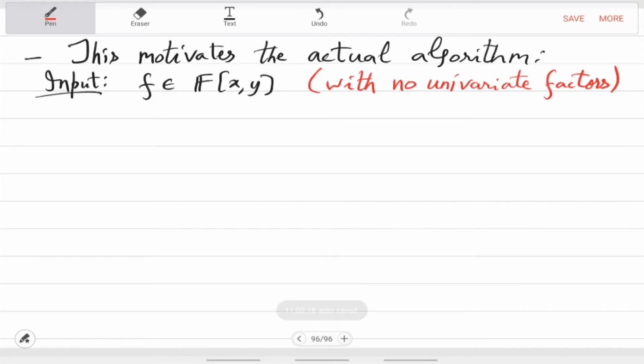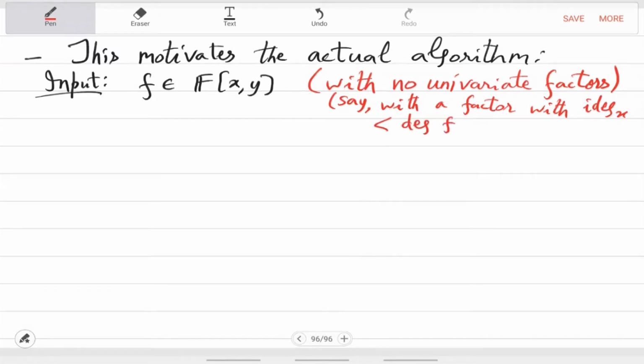So, the bivariate factors have both x and y. In terms of one variable, the individual degree is strictly less because it is a non-trivial factor. In fact, that one we want to be x. So, maybe that is another assumption. Say with a factor like g prime, with individual degree with respect to x less than that of the degree of f. This we can assume; either it has a bivariate factor where the individual degree of x is less or y is less, you can try both. Okay, so that is not really a problem, it's an assumption without loss of generality.